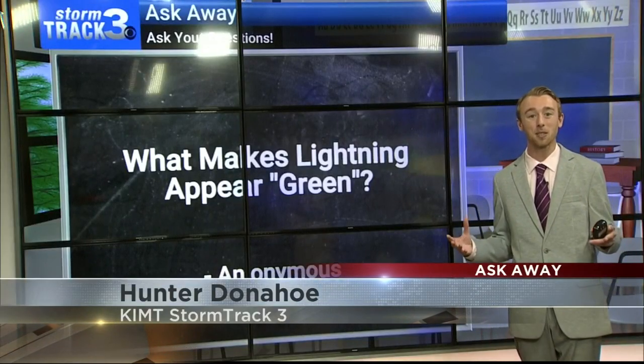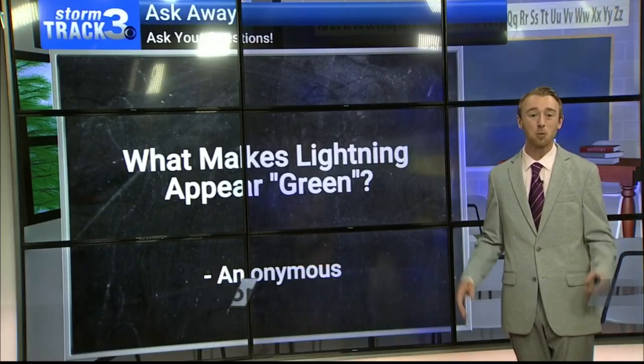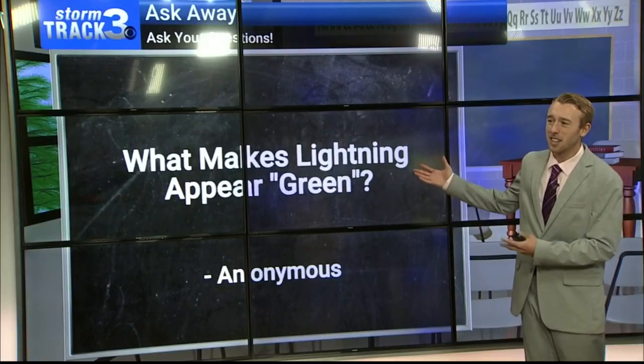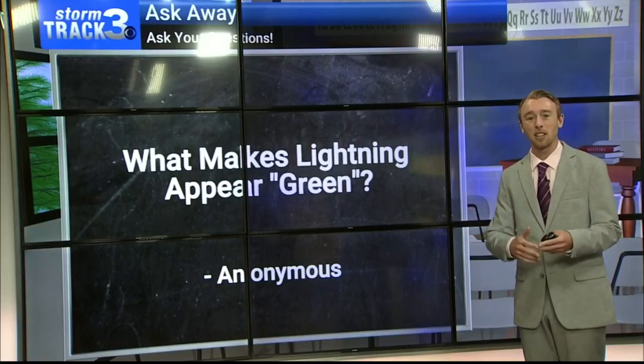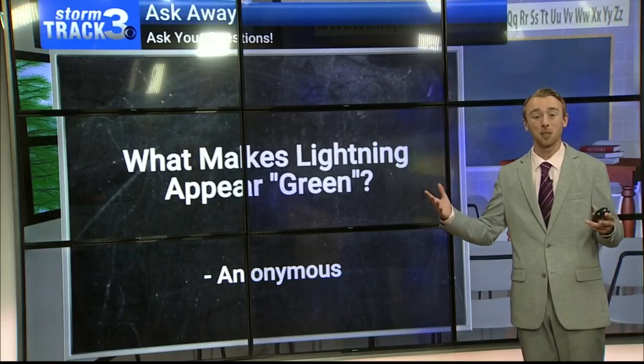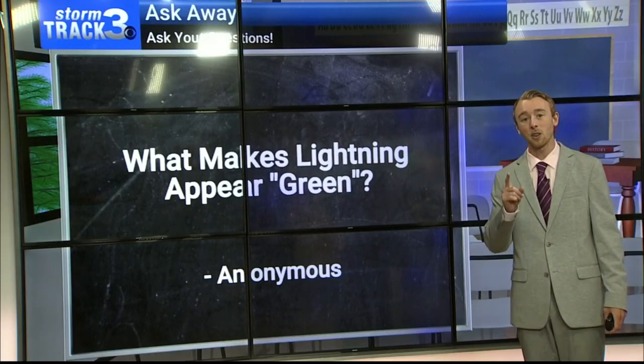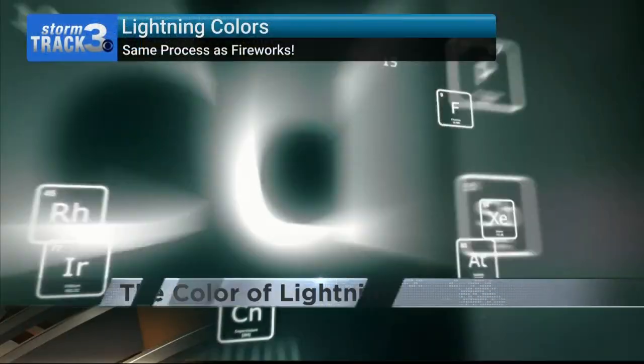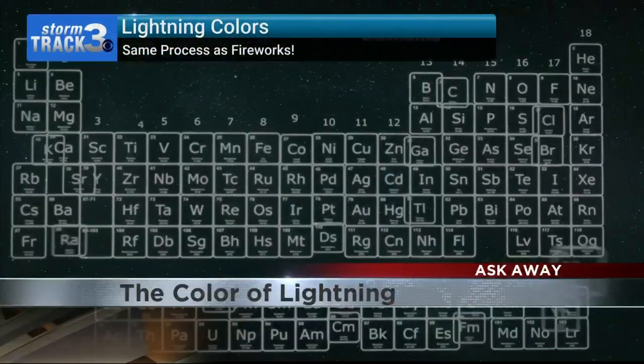With the stormy pattern that looks to set up into this weekend, it will be a timely topic, and one of our anonymous viewers wants to know what makes lightning appear green when it strikes the ground or strikes in the cloud. So we'll talk about that, and it all has to do with the periodic table, believe it or not. So we'll look at all of the elements of this periodic table.